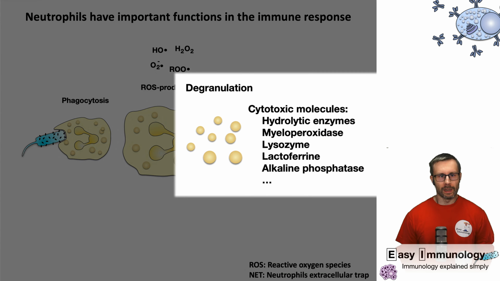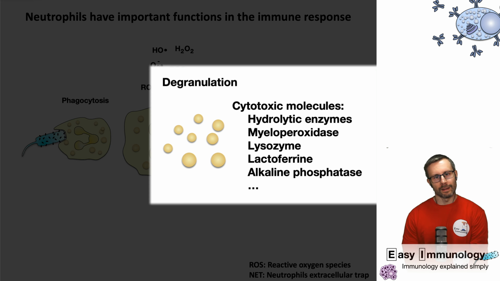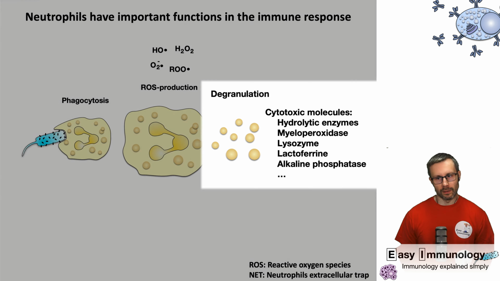Then they can also degranulate, so they have granules, vesicles in their inside they can just release. And there are, for example, hydrolytic enzymes that cleave molecular bonds between atoms. They have myeloperoxidase, lysozyme, lactoferrin. These are enzymes that either destroy the cell wall of bacteria, or they take away iron molecules that are important for enzymes in these bacteria, and they have alkaline phosphatase that also damages molecules, and the myeloperoxidase produces even more reactive oxygen species.